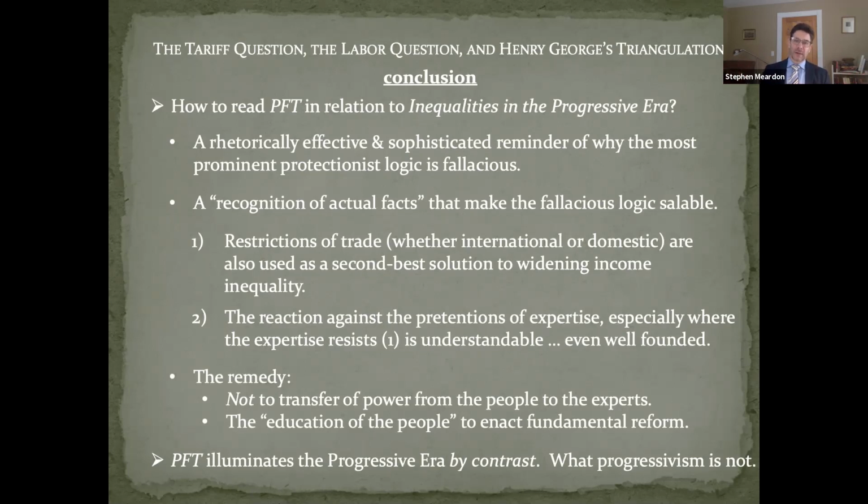We're not going to transfer power from the people to the experts. What we're going to do is convince people, persuade people to vote for this fundamental reform that then doesn't require, in Tim Leonard's words, characterizing the progressives, the visible hand of the administrative state to operate. So ultimately, what does Protection or Free Trade do for the purposes at hand? I think it illuminates the Progressive Era by contrast. It shows what progressivism is not. It shows an unprogressive way of thinking about income inequalities and the solution to them.